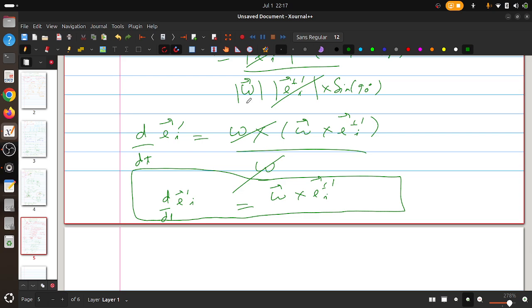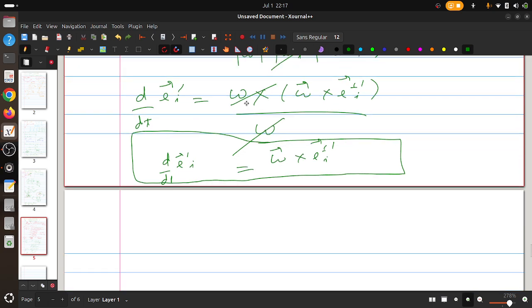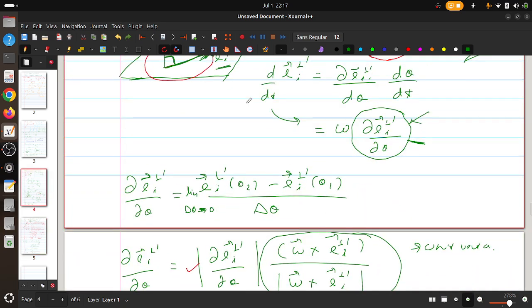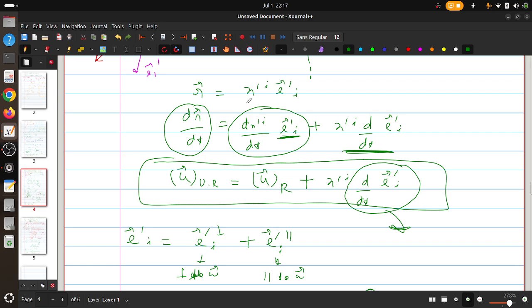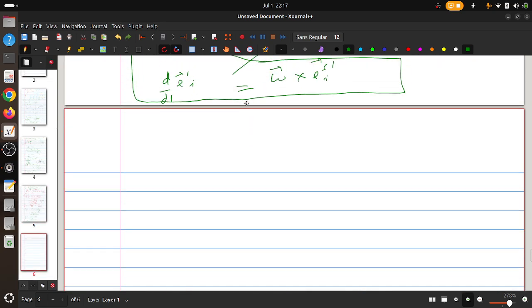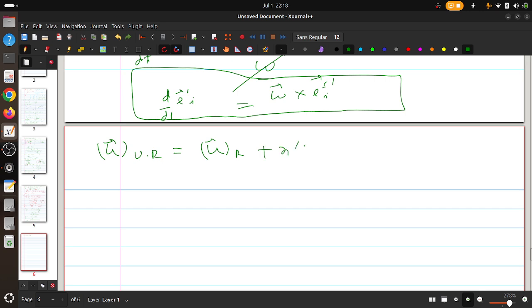Okay, so we have reached this stage. Now let us just substitute this thing. So why are we doing all this? Because we were stuck at this equation here. We did not know earlier what the derivative is. Now we know. We just substitute it there. So the particle velocity in the unrotated frame is equal to the particle velocity in the rotated frame plus x prime I, and then we substitute this one here as omega cross e perpendicular prime I, right? And this summation is over I here.